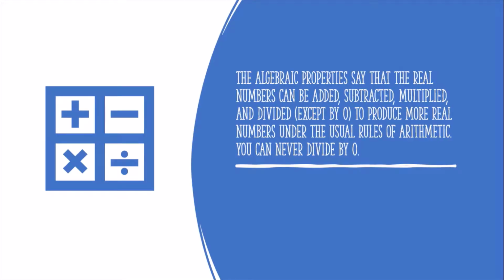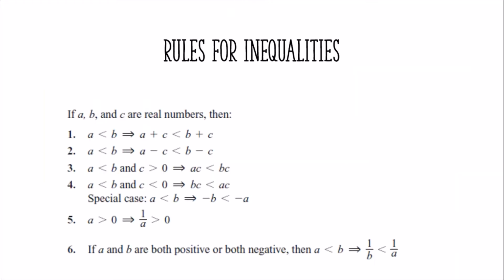There are many other properties. If we look at the algebraic properties of real numbers, we can say that real numbers can be added, subtracted, multiplied and divided to produce more real numbers, but they cannot be divided by 0. So we will not get a real number when dividing by 0.